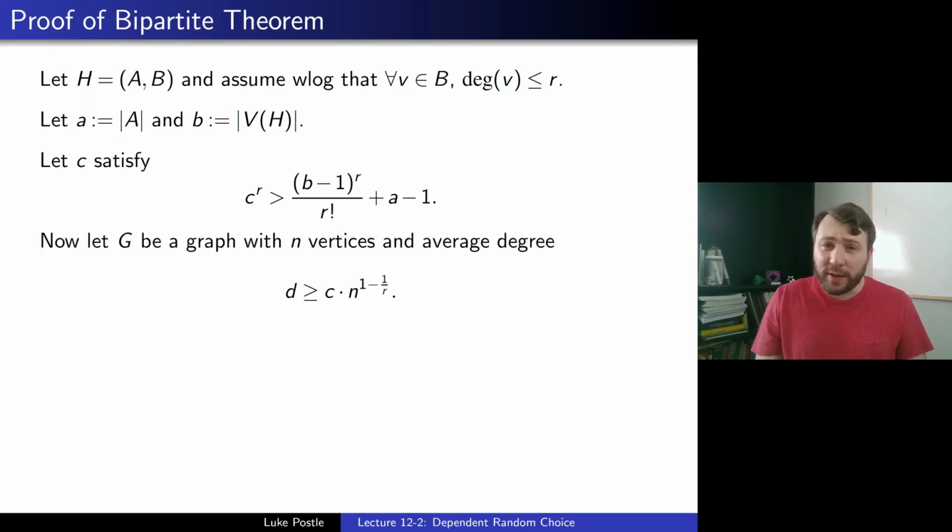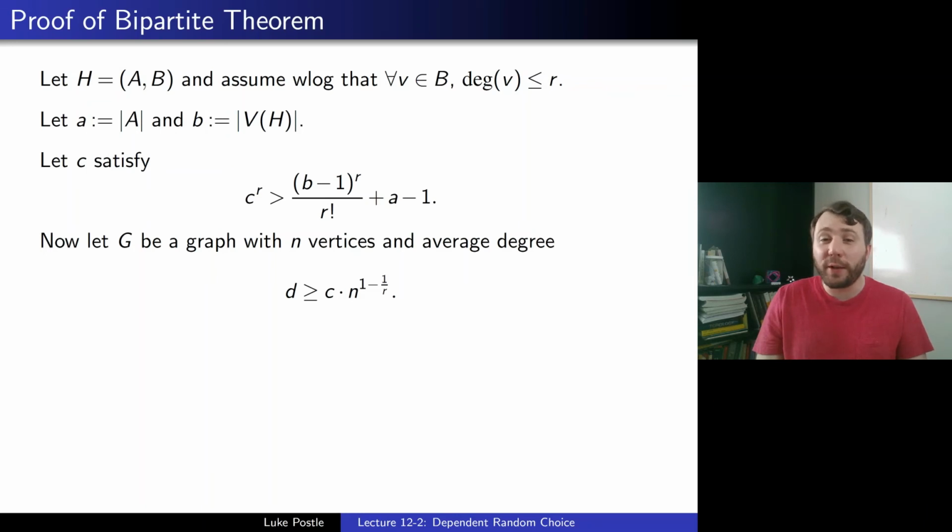And now what are we interested in? We're going to let G be a graph with n vertices and average degree D, and we're going to assume that the average degree D is at least this C above times n to the 1 minus 1 over R. We wanted the number of edges to be more like n to the 2 minus 1 over R, and if the average degree is at least this, then indeed the number of edges would be as in the theorem.